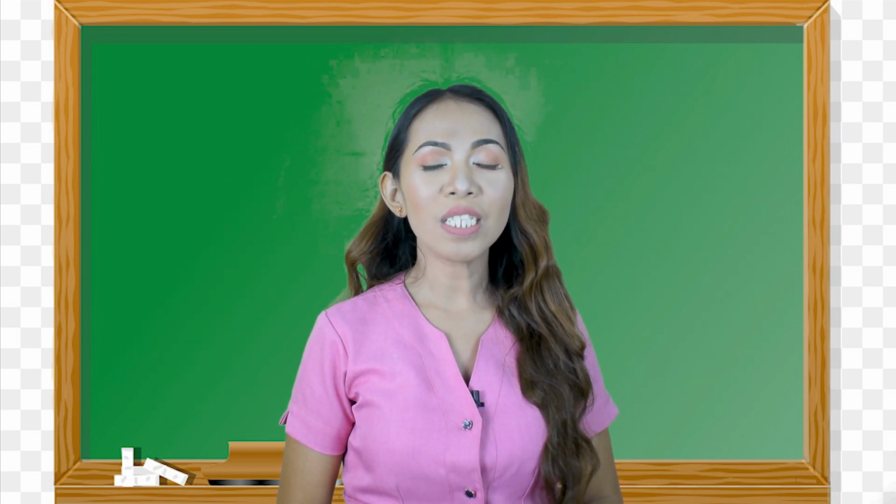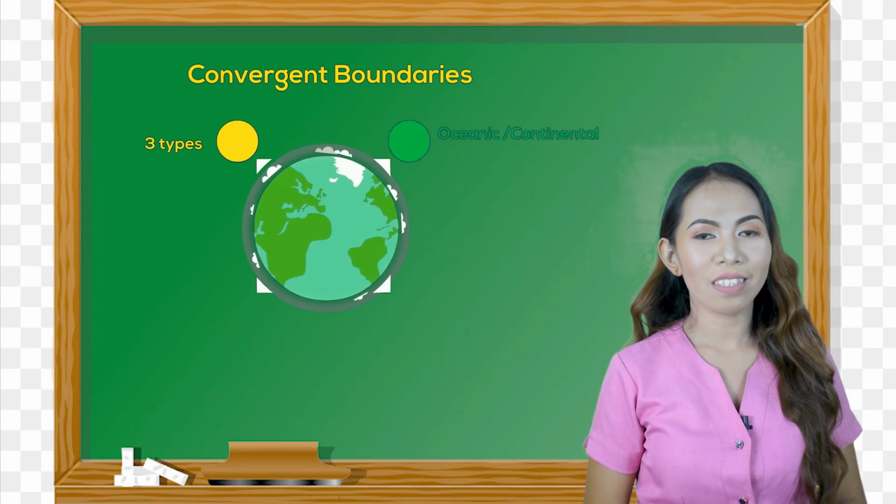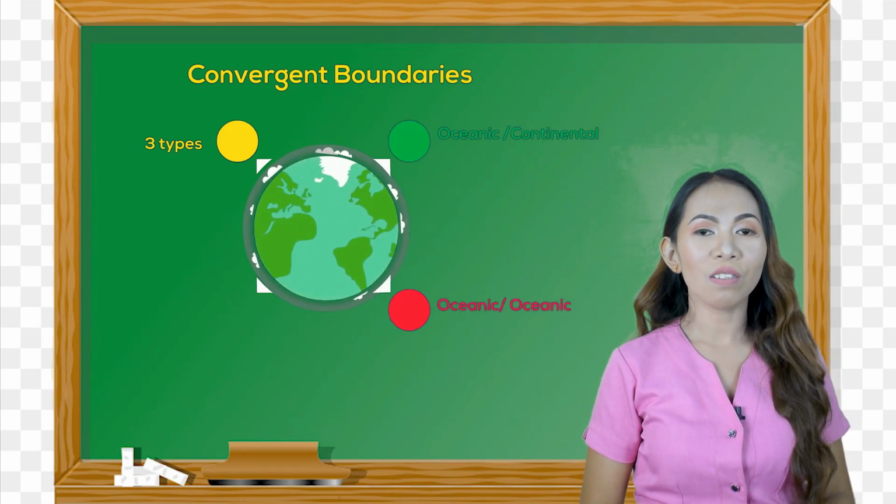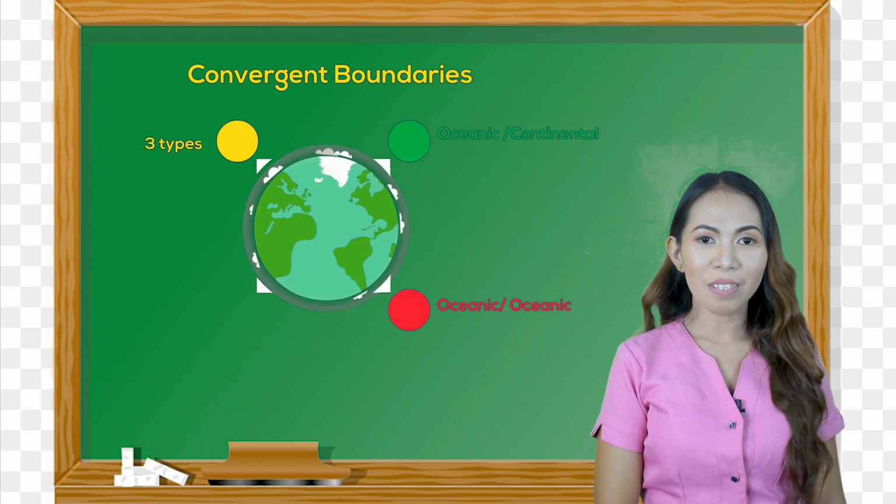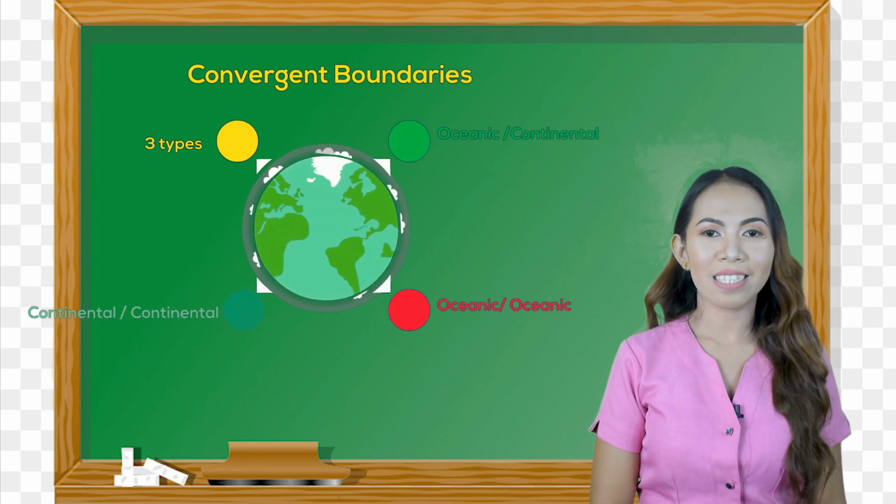Convergent plate boundaries occur between oceanic and continental lithosphere, oceanic and oceanic lithosphere, and continental and continental lithosphere.